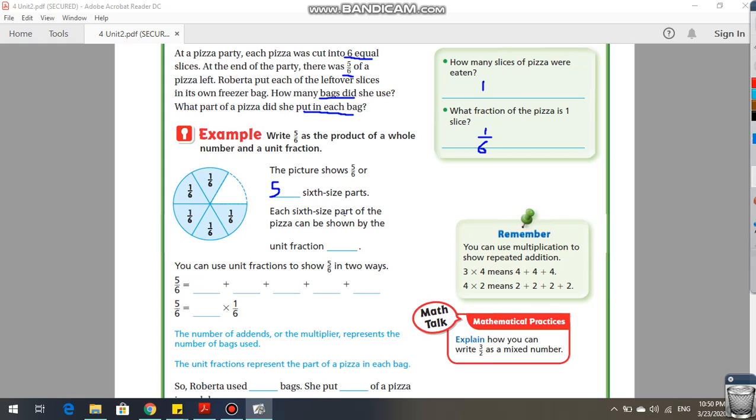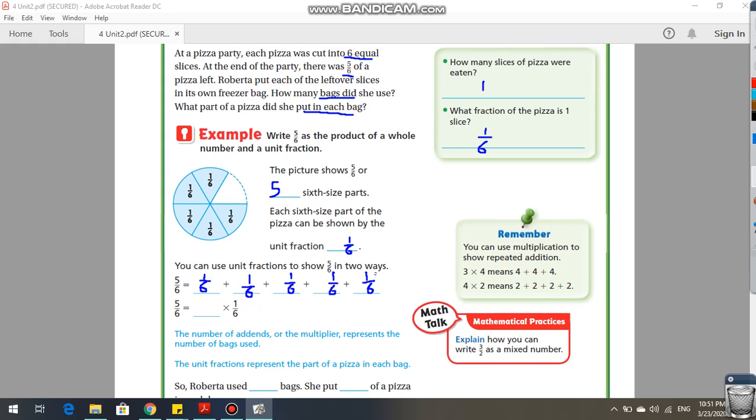Each sixth-size part of the pizza can be shown by the unit fraction. Which unit fraction? Yes, 1/6. So I have 5/6 of a pizza, but I need to put only one slice in each bag. So I'm gonna say 1/6 plus 1/6 plus 1/6 plus 1/6 plus 1/6. I will add it how many times, guys? 1, 2, 3, 4, 5.